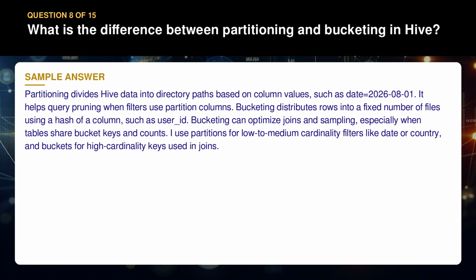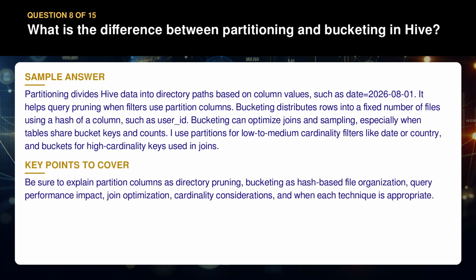I use partitions for low to medium cardinality filters like date or country, and buckets for high cardinality keys used in joins. Be sure to explain partition columns as directory pruning, bucketing as hash-based file organization, query performance impact, join optimization, cardinality considerations, and when each technique is appropriate.